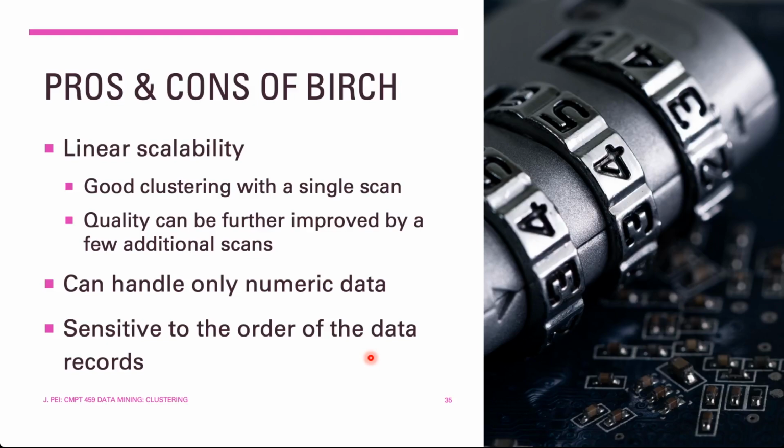BIRCH also comes with some limitations. First, BIRCH can only handle numeric data, and it is not capable of handling categorical data, for example. And also, BIRCH is sensitive to the order of data records. If the data is fed into the BIRCH algorithm in different orders, the cluster feature tree output would also be different. That's one drawback of BIRCH.